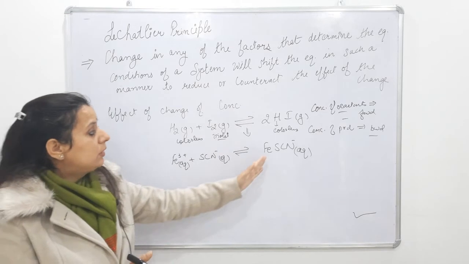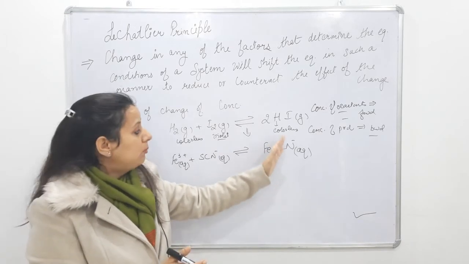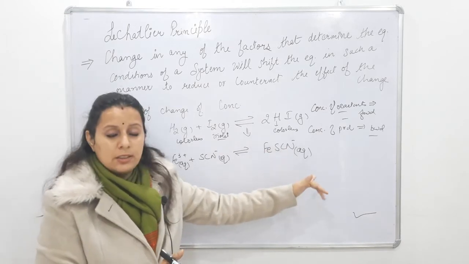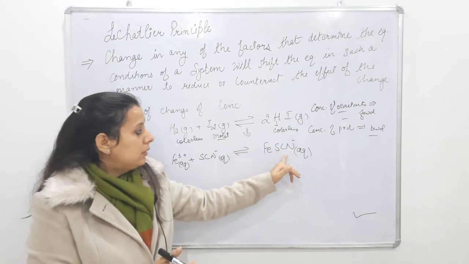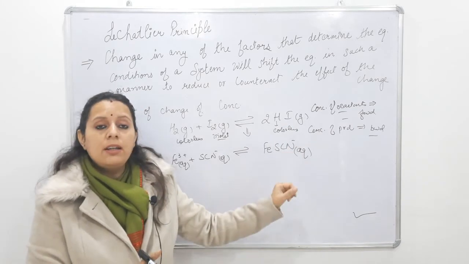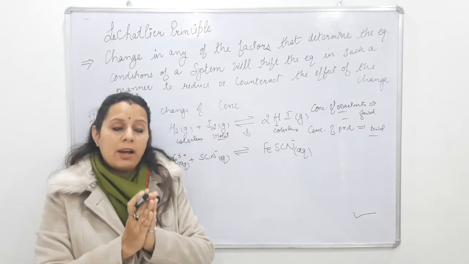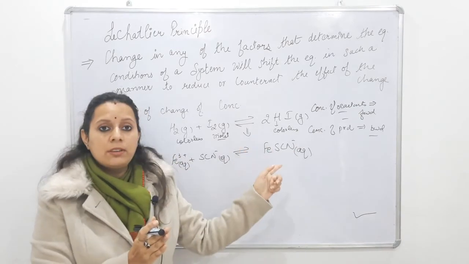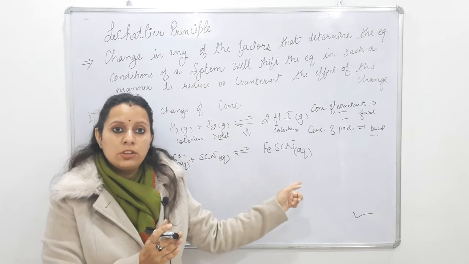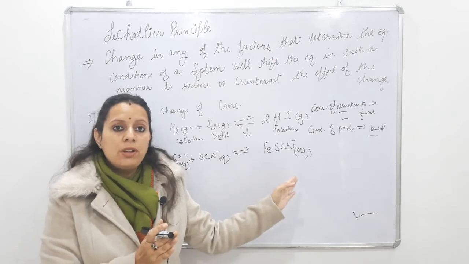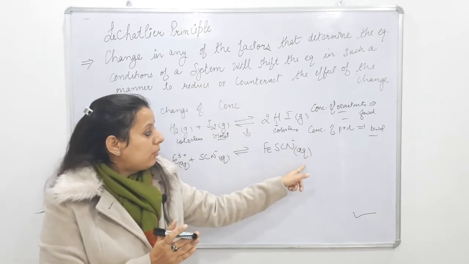What if I am putting more ferrothiocyanate? If I am putting more of this, then what will happen? Then again the reaction mixture color will become reddish brown, and I have told you that if you are increasing the concentration of the products, the reaction will move from बैकवर्ड टू फॉरवर्ड.